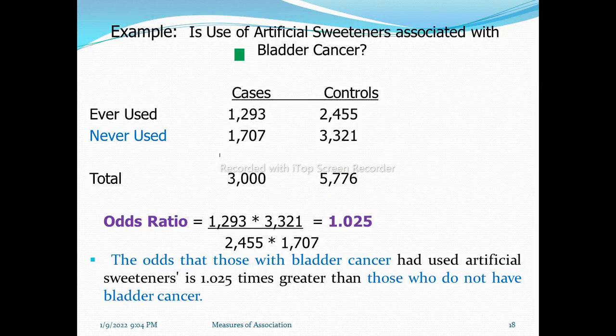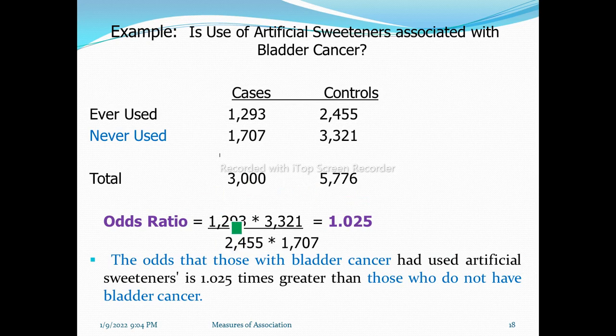An example is use of artificial sweeteners associated with bladder cancer. So this is cases, this is controls, this is ever used, not ever used, this is exposed, this is not exposed. So exposed one is cases which is exposed is 1293. So these are the numbers given. The totals are 3,000, 5,000, 3,000 and 776. So the odds ratio can be calculated.